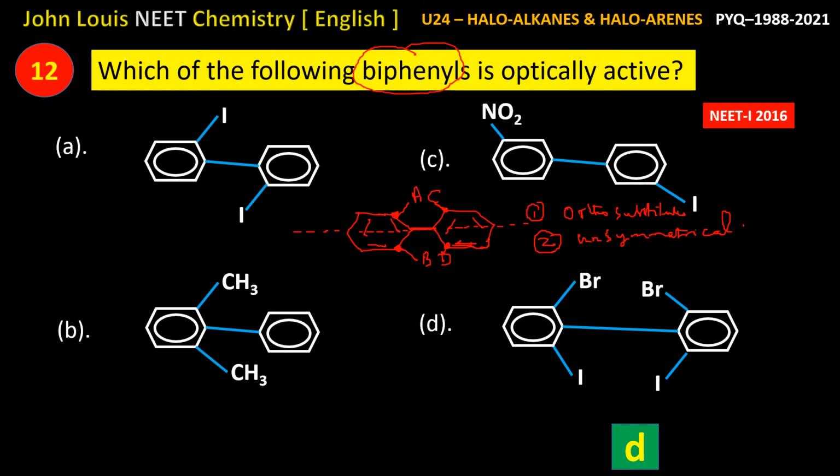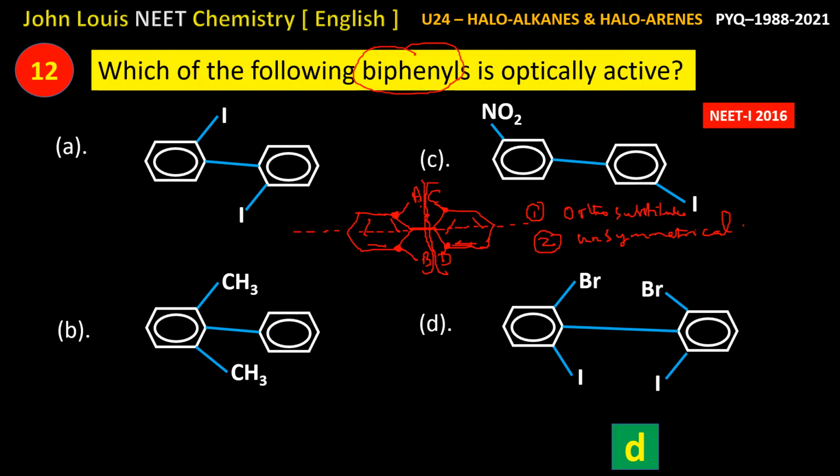So if you divide the benzene like this into two halves, A and B should not be the same. The two substituents in the same benzene should not be the same. Similarly, the other benzene ring in the ortho position, C and D are the substituents there. These two should not be the same. They should not be the mirror image of each other. So that is why we have written unsymmetrical. That is a very important point.